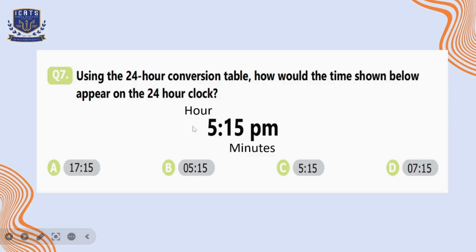Secondly, we add 12 to the hour time. So 12 plus 5 is equal to 17. So for the hour time, it will be written 17 and the minutes will remain as they are. So the time is 17:15, which is our option A here.